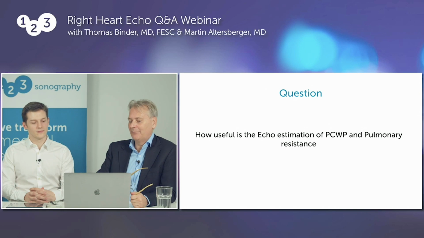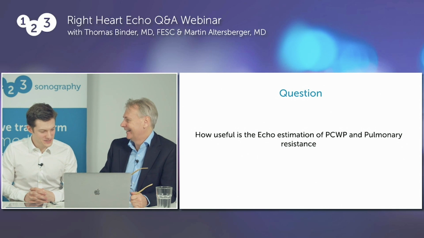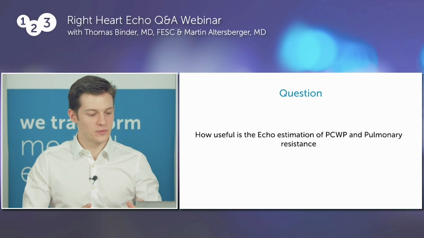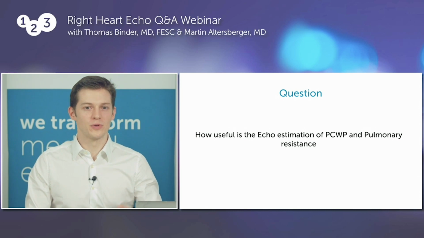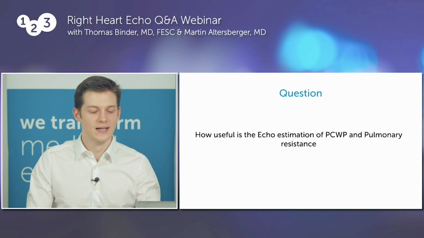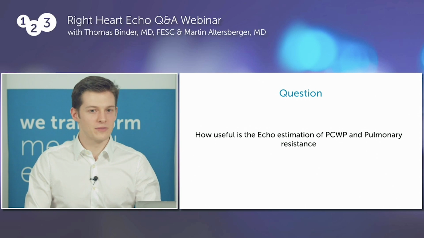Yeah. Great images. Another question we got is, how useful is the echo estimation of pulmonary capillary wedge pressure and pulmonary resistance? As an anesthesiologist, this is your question. Yeah, so in right heart disease, in echo you have certain formulas, the Nagueh formula, for example, you could use to try to get an estimation of pulmonary capillary wedge pressure. I have also to admit, I never do it because I think it's just not accurate. For the right heart, you need the right heart catheter.